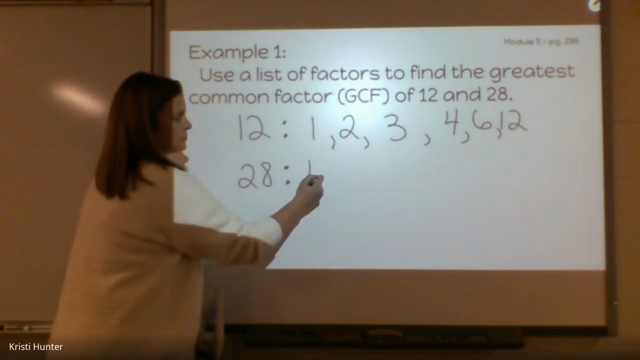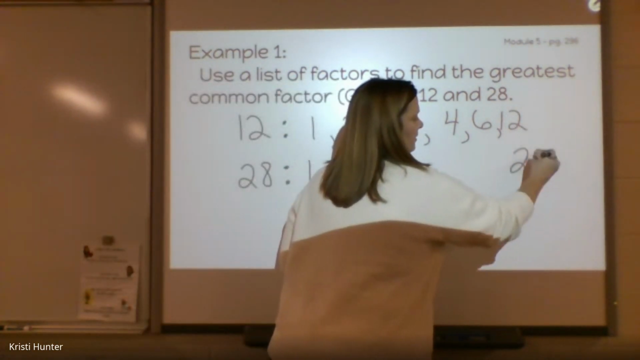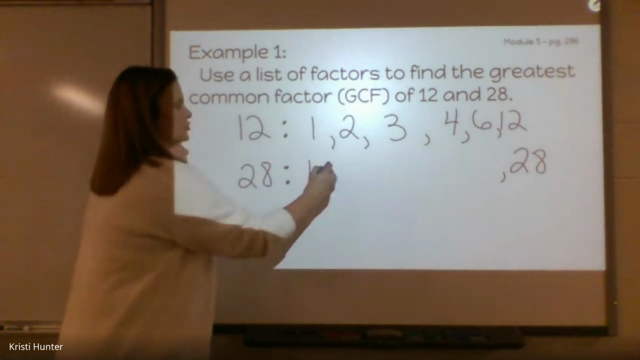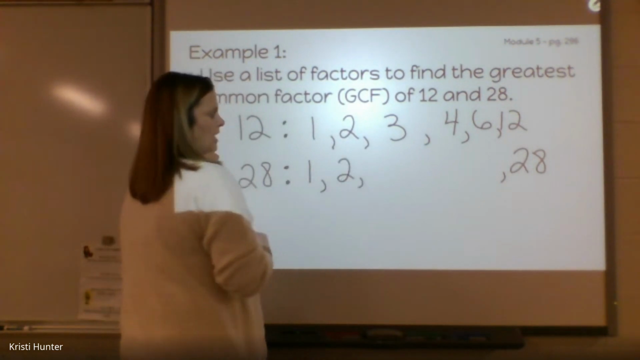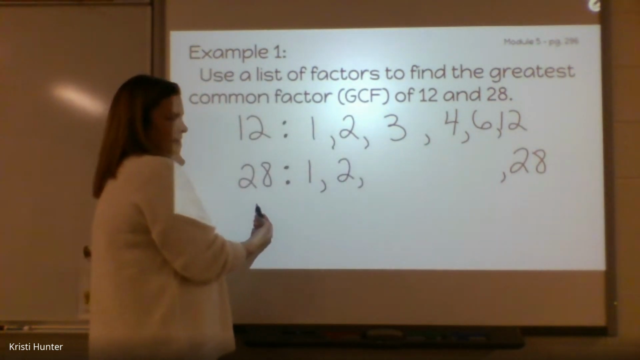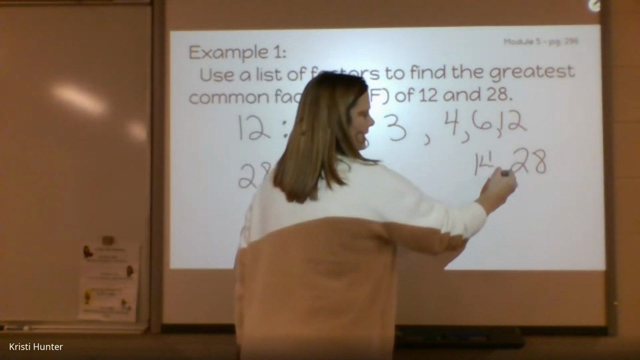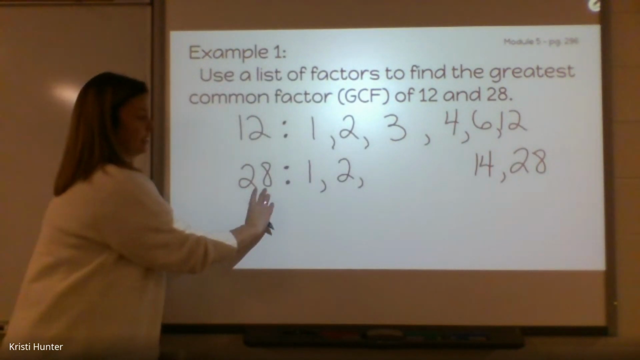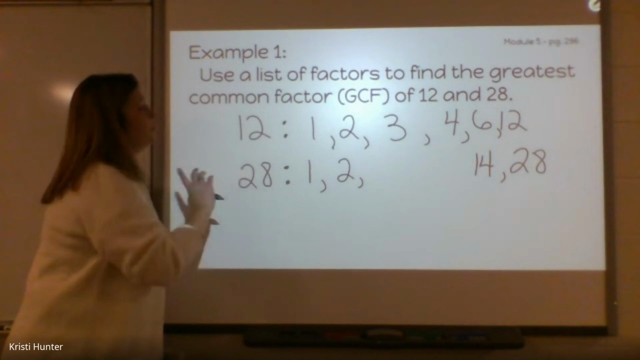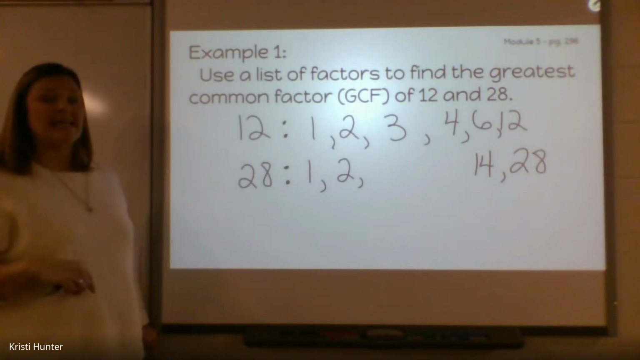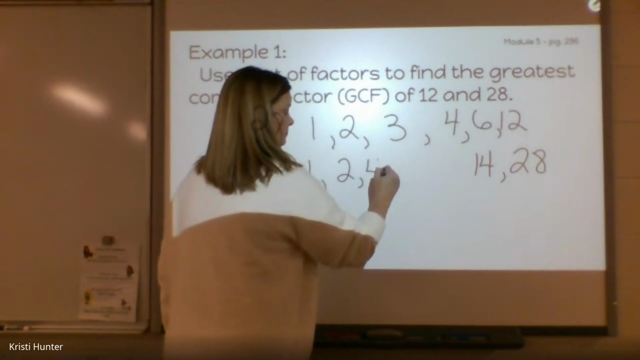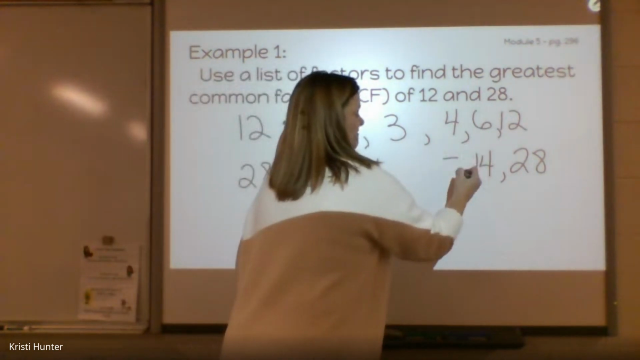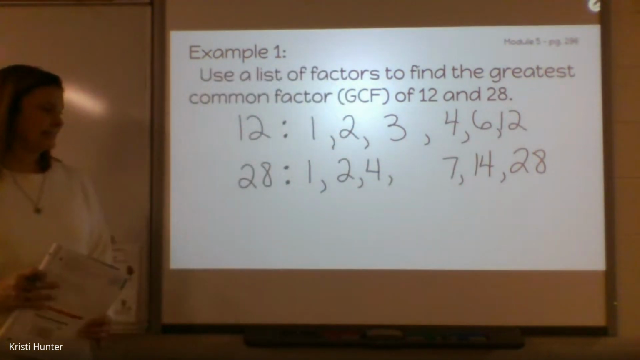Same thing for 28. So start off with the first one. We know 1 and 28, of course. Let's see, does 2 work? 2 works. 2 is an even number. So 2 times what gives me 28? That would be 2 times 14. Let's see, does 3 work? Remember, if you're not sure, do our trick. 8 plus 2 is 10. 3 doesn't go into 10, so 3 doesn't work, but 4 does. 4 will go into 28 7 times. So we have 4 and 7.